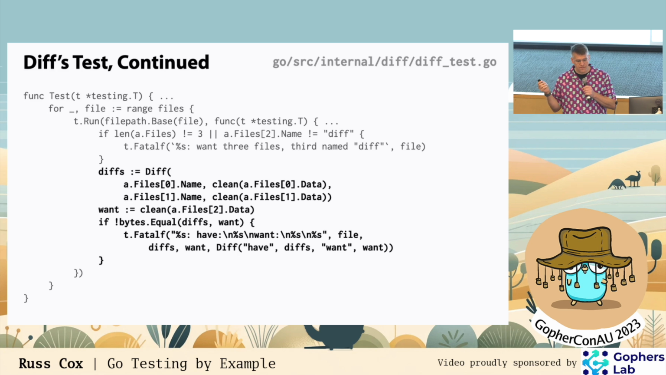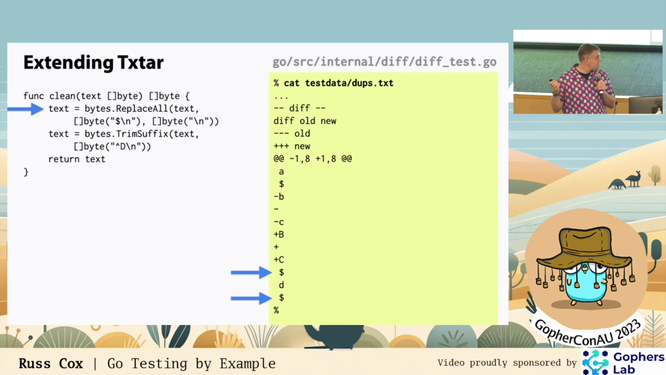So you may have noticed the file data is passed to this function called clean before it gets used. And clean lets us add some diff-specific extensions for this test without complicating the textar format. The first extension handles lines ending in spaces, which happen in diffs. So lots of editors want to remove those trailing spaces.